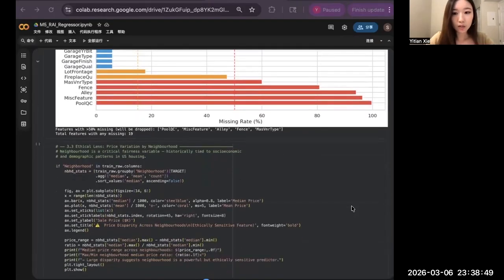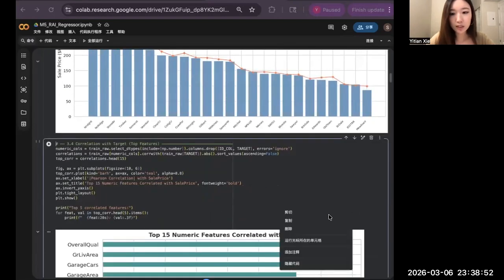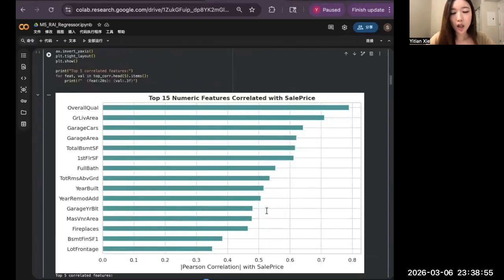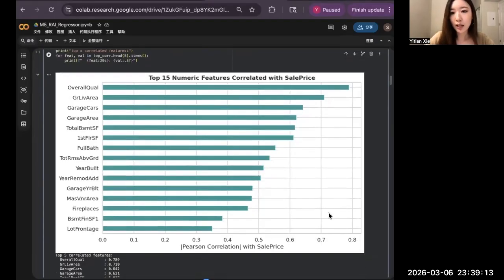So let's take a closer look at the exploratory feature analysis. The notebook section shows the top 15 numeric features correlated with sale price. To better understand the drivers of housing prices, I performed correlation analysis. The plot shows that the strongest predictors include OverallQual, GrLivArea, GarageCars, GarageArea, and TotalBsmtSF. For example, OverallQual has a correlation of about 0.79, indicating that construction quality strongly affects property values.